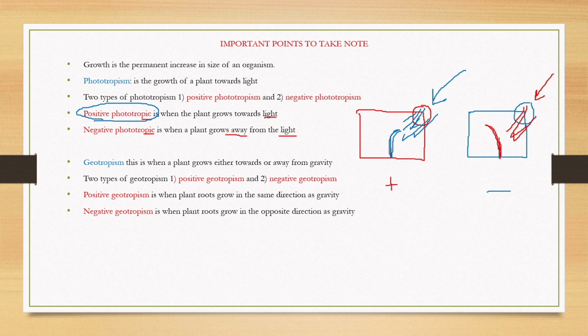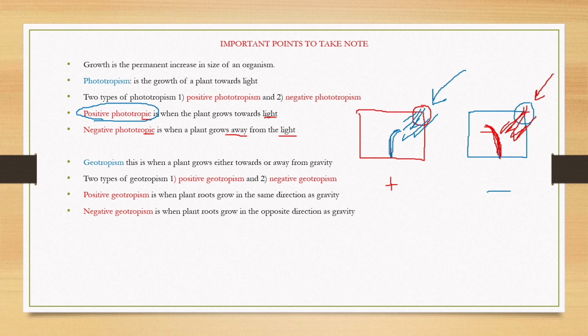So when the plant grows away from the direction of light, that's negative phototropism. It's growing away from light. We know that light is at this position, but the plant grows in the opposite direction to where light is. Then that's negative phototropism.